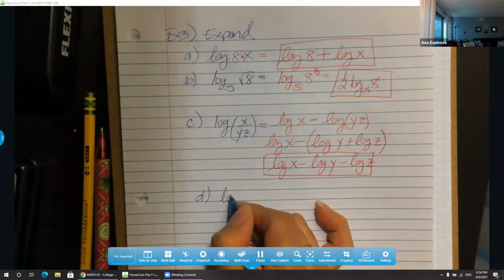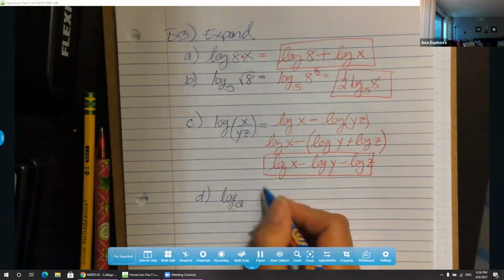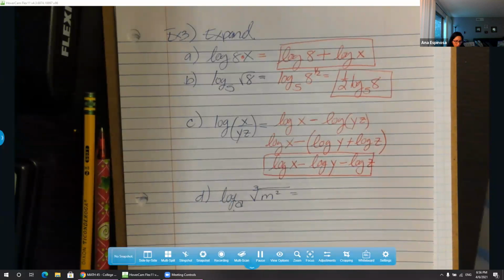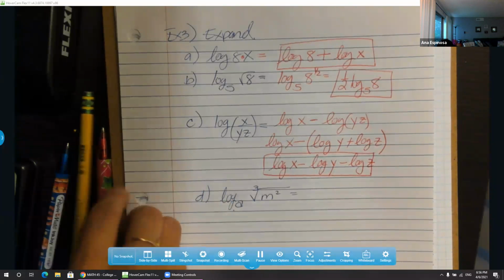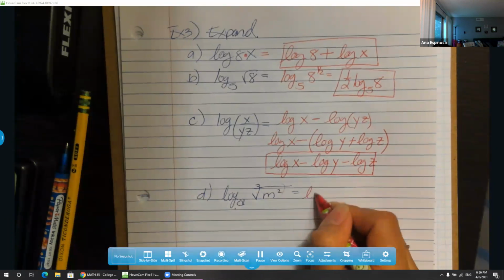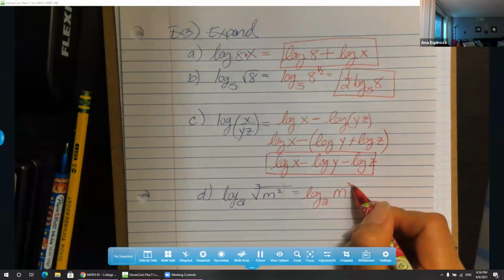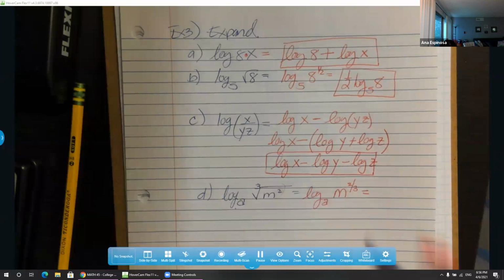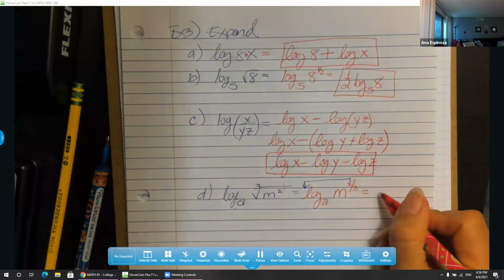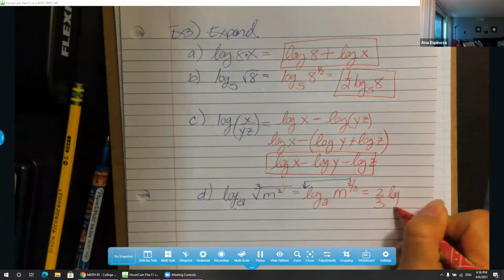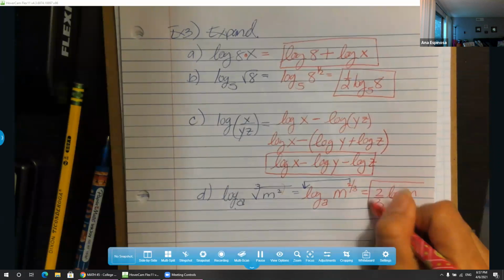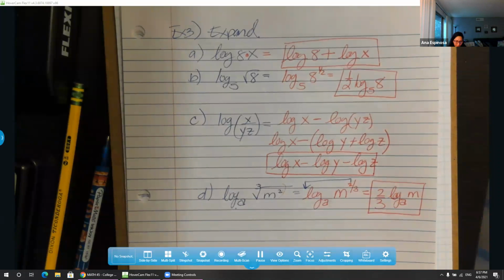D is the last one. Log base a, see, it doesn't matter the base, of the cube root of m squared. This will be a power because there's nothing multiplying, there's nothing dividing. So what we do is we make this into a power. So that's log base a of m to the power 2 over 3, and then you bring this down to the left. So that's 2/3 log base a of m. Done. You are done.